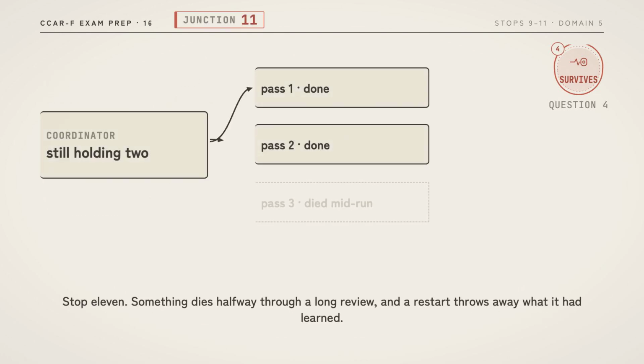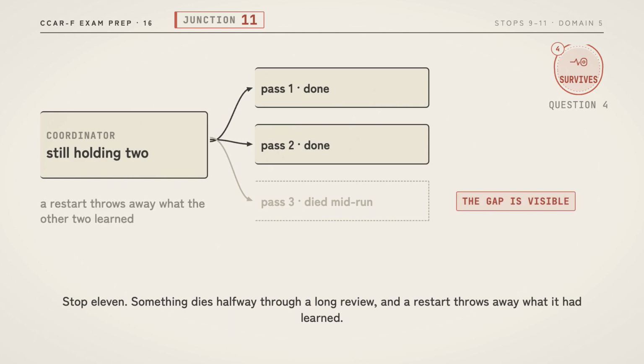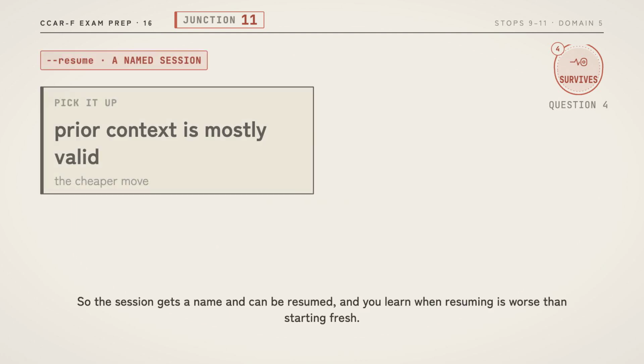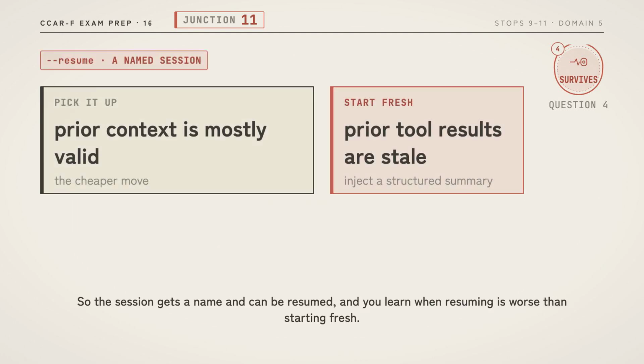Stop 11. Something dies halfway through a long review, and a restart throws away what it had learned. So the session gets a name and can be resumed, and you learn when resuming is worse than starting fresh.